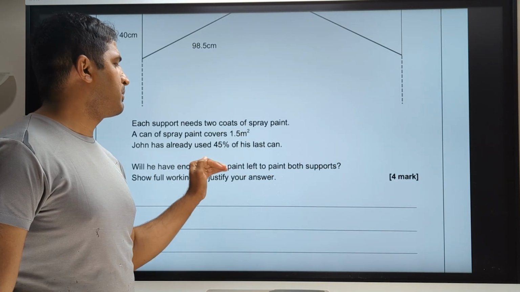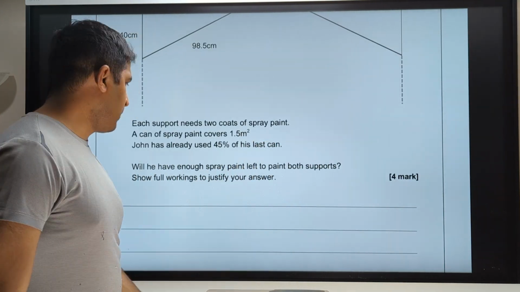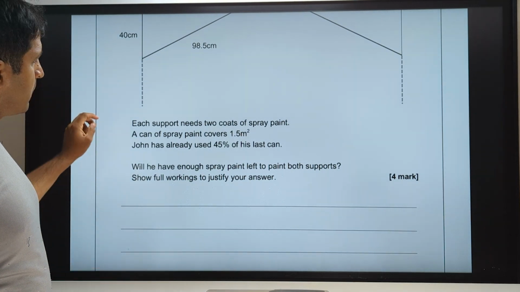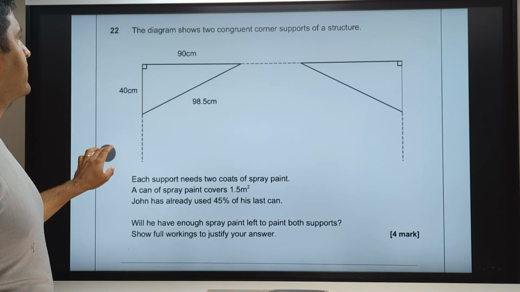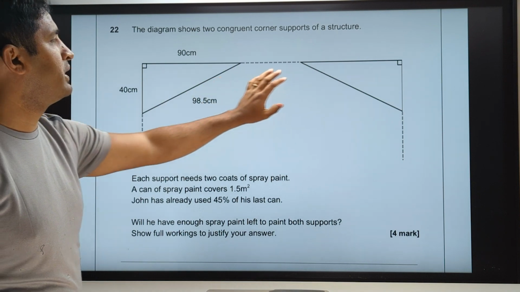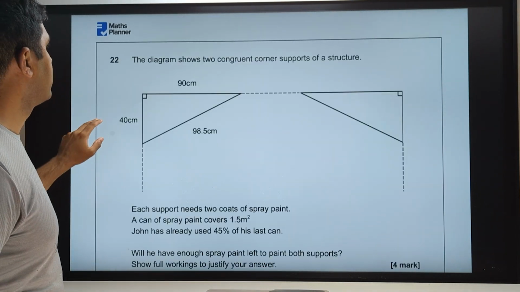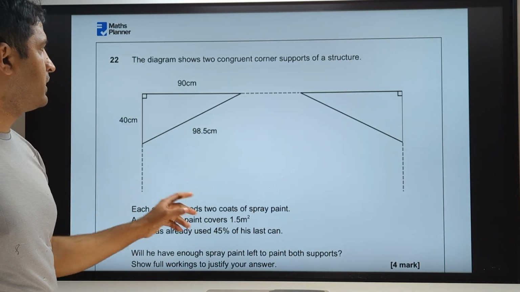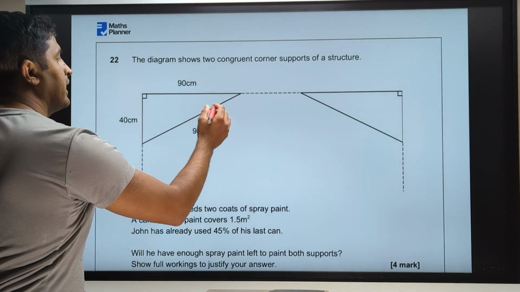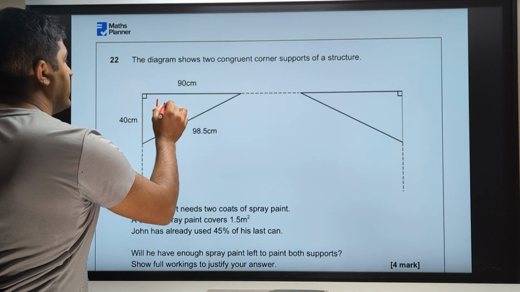Will he have enough spray paint left to paint both supports? Show your working to justify your answer. So we need to work out the area of these corners, in terms of meters squared. Right now it's in centimeters. The area of the triangle is half times base times height.